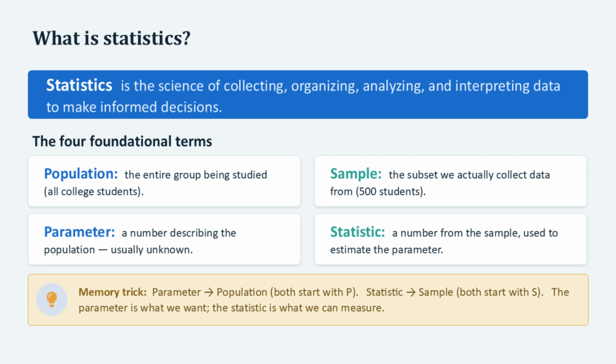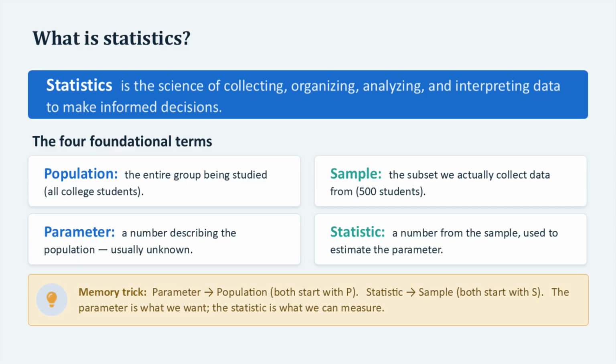Next, we have the sample. The sample is the smaller group we actually collect data from. Why? Because usually we can't realistically reach everyone in the population. So instead of collecting data from every single student at AVC, maybe I survey 500 students. Those 500 students are my sample.